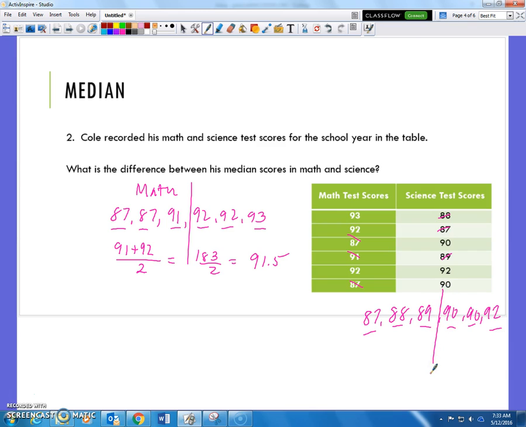Well, common sense tells me that the number halfway between 89 and 90 is 89.5, but again, let's do an example here because they're not always that easy to see. 89 plus 90 divided by 2 is what will be halfway in between 89 and 90.